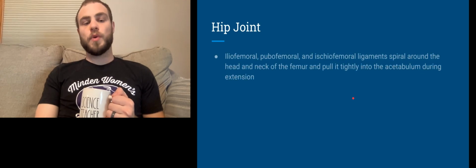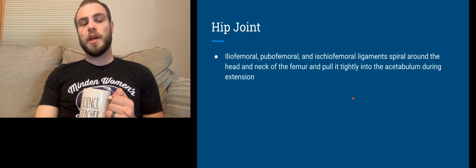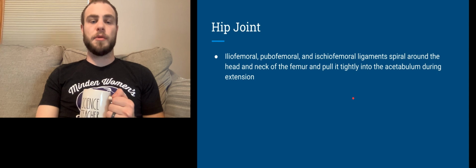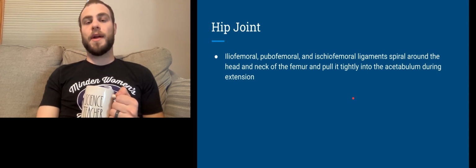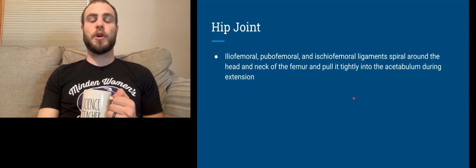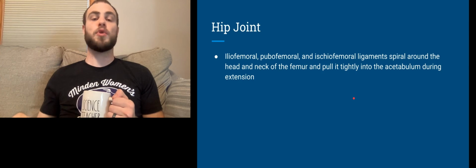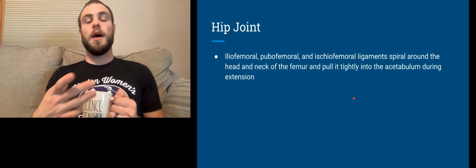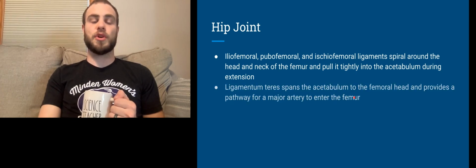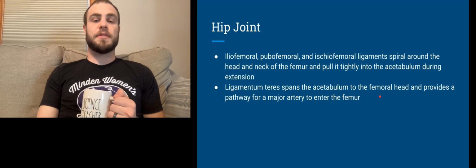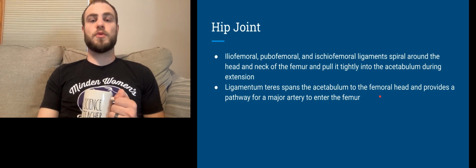Next up, we'll look at the hip joint. You have three femoral ligaments: the iliofemoral, the pubofemoral, and the ischiofemoral, all of which are going to be spiraling around the head and neck of the femur, and they're going to pull it tightly into the acetabulum during extension because you don't want to hyperextend your hip joint, especially. You want to be able to keep that head of that femur tightly into the acetabulum and not have a dislocation occur.